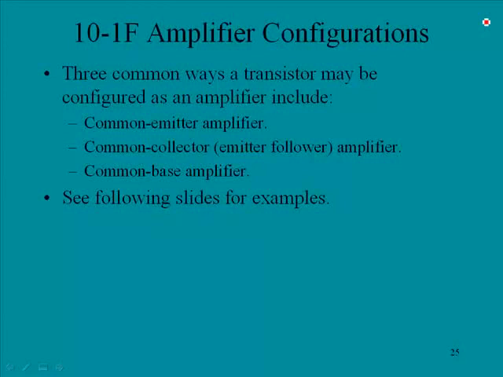This is the final section of 10-1, and we'll be looking at amplifier configurations. Three common ways a transistor may be configured as an amplifier include common emitter amplifier, common collector, or as it's often referred to, an emitter follower amplifier, and a common base amplifier. The common emitter is probably by far the most common.